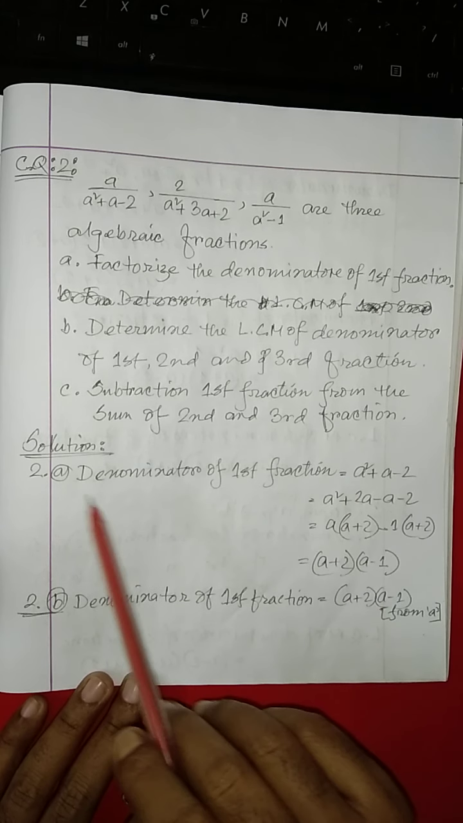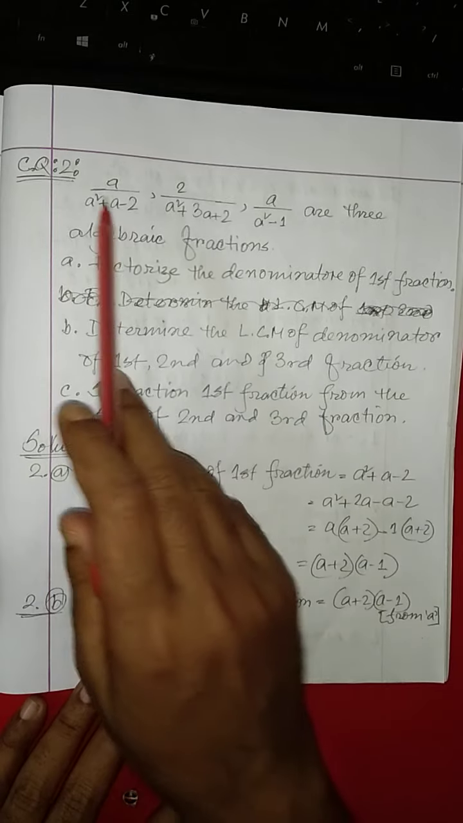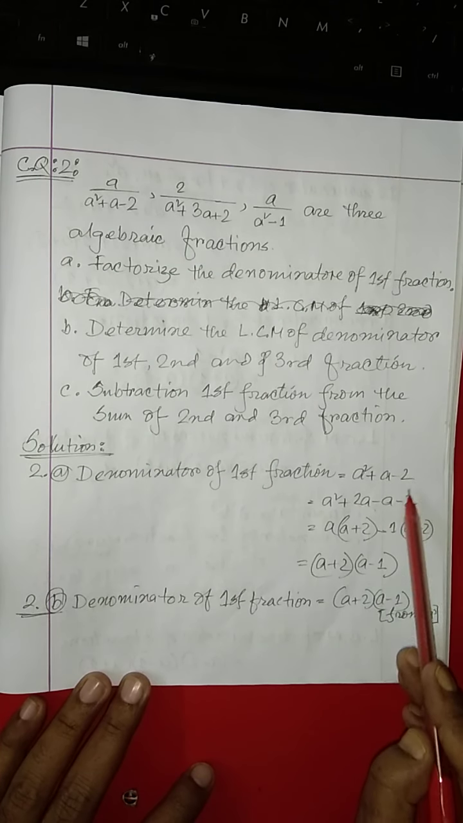So let's see the solution of number 2A. The denominator of the first fraction is a square plus a minus 2, a square plus a minus 2, where we look at the middle term.